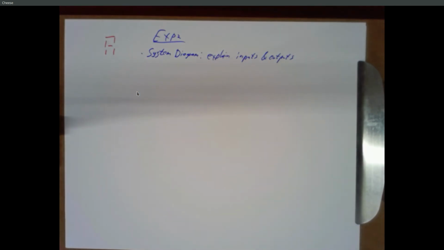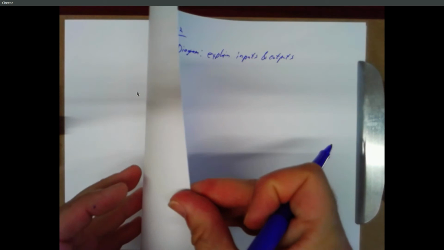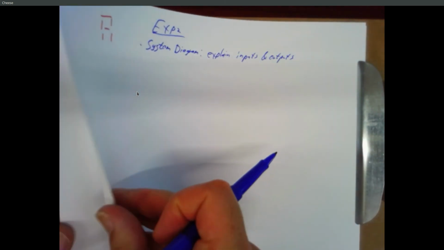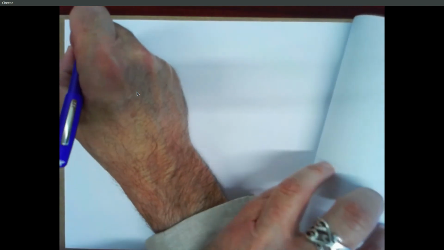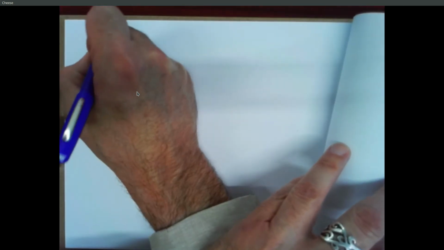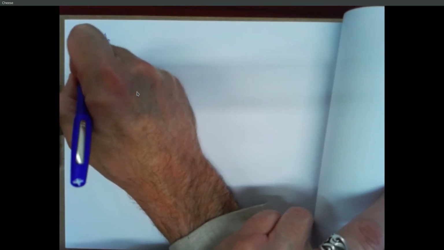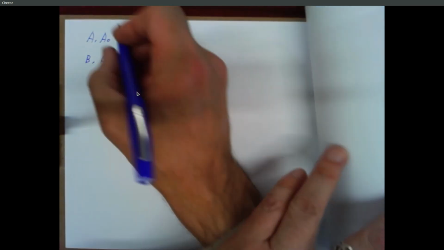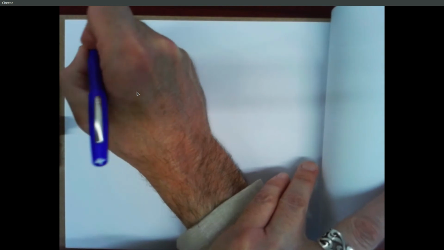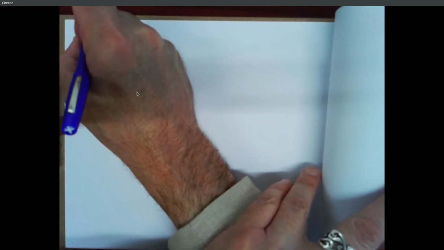So how many inputs are going to go into this system? 4 inputs. And your inputs are going to be, and I recommend using this convention, A1, A0, B1, and B0. Those are 2-bit numbers. This should be the least significant bit. This should be the most significant bit.